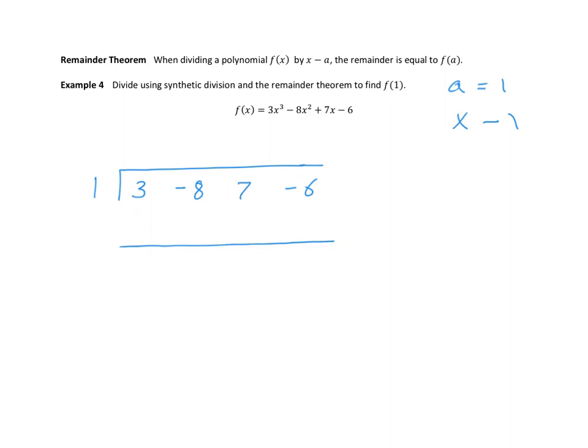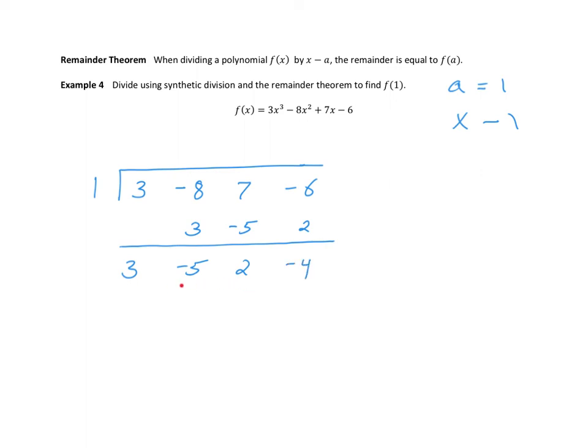I first bring down the 3, so I just copy it down. I take this 3 multiplied to this 1. I get 3, and I place that number here. I now add these two numbers together, and I get -5. And I repeat this process until I get to the very end here. -5 times 1 is -5. 7 plus -5 is 2. 2 times 1 is 2. And -6 plus 2 is -4.